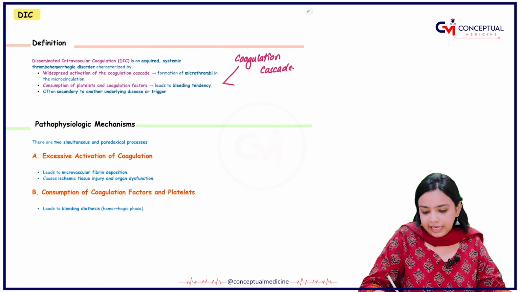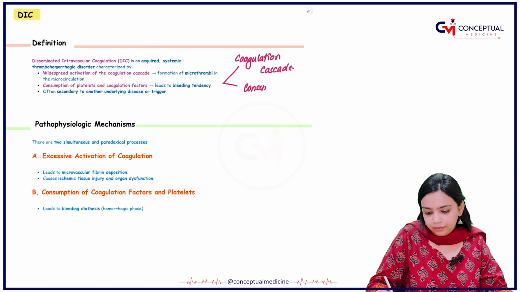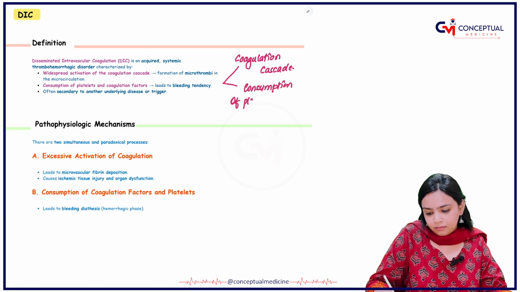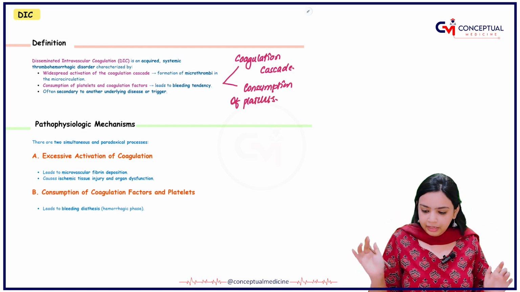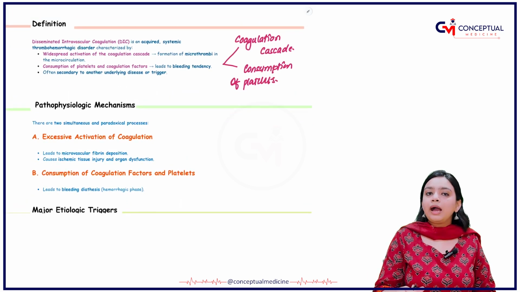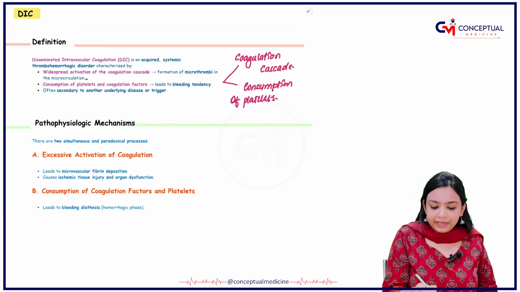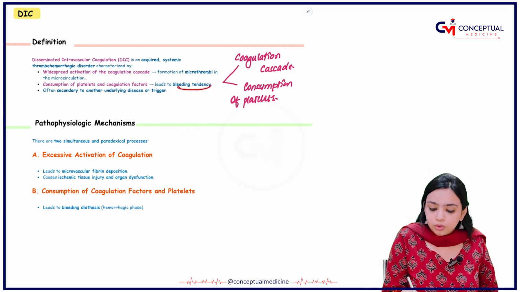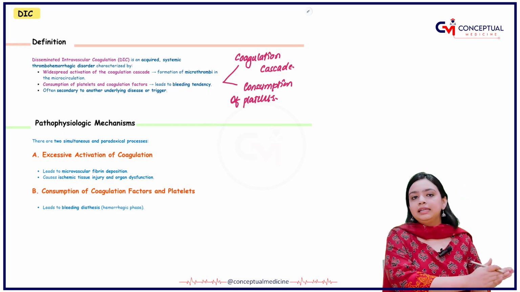And the next thing is consumption of platelets. Okay, this thing you need to keep in mind. Now, what happens in the first scenario when there is widespread activation of your coagulation cascade? There is formation of microthrombi in the microcirculation. Then, what happens in the consumption of platelets? This leads to the bleeding tendency and is often secondary to any other underlying disease.